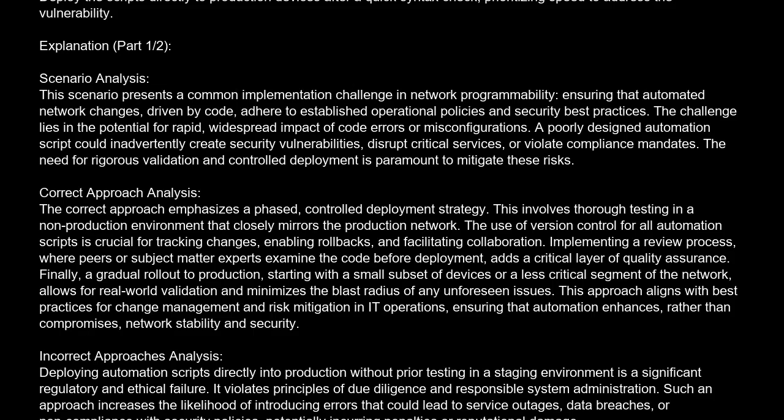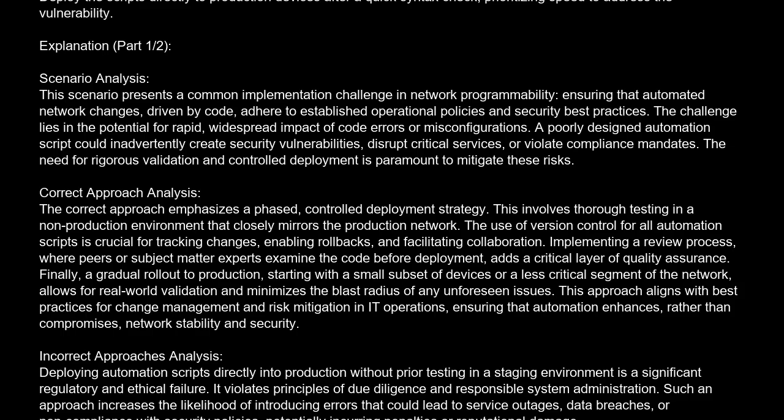Correct answer is D. Deploy the scripts directly to production devices after a quick syntax check, prioritizing speed to address the vulnerability. Explanation. Scenario analysis. This scenario presents a common implementation challenge in network programmability, ensuring that automated network changes, driven by code, adhere to established operational policies and security best practices.